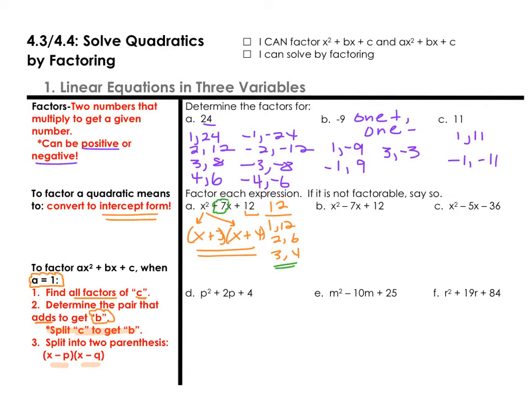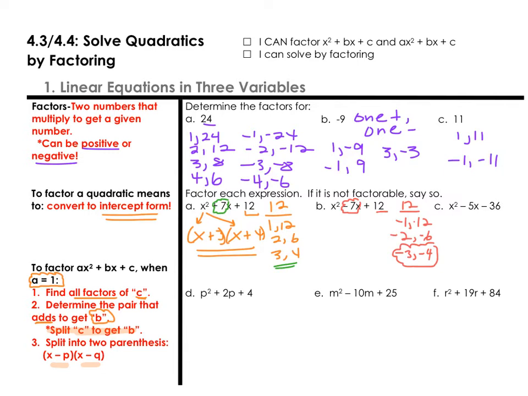In the next example, we have some similar numbers. We have our 12 as our constant, but now this time we want -7. So when we think about our factors of 12, we would want -1 or -12, -2 or -6, -3 or -4. So now to get -7, you would want your values to both be negative.